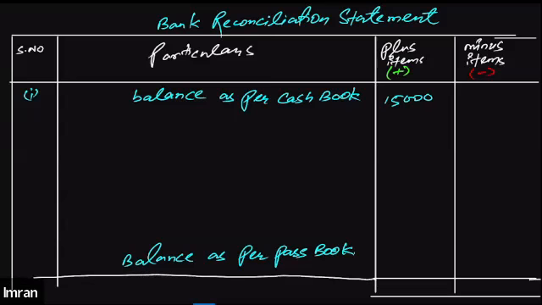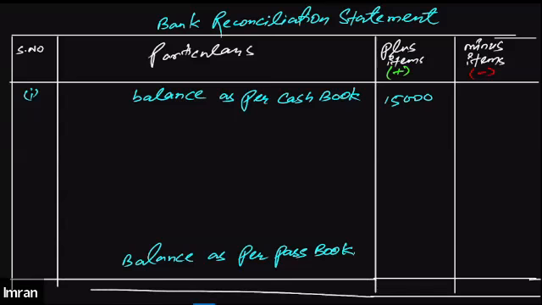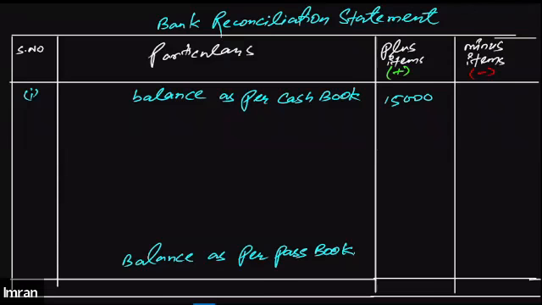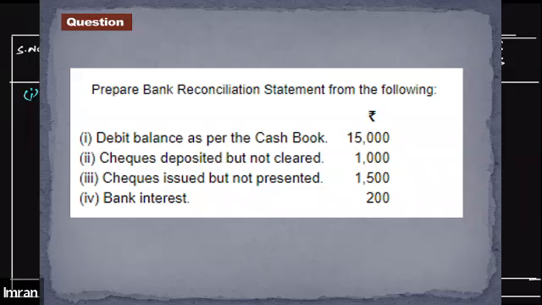All right. Now let's consider all the other transactions given in the question. Okay, now see, it says cheque deposited but not yet cleared, 1,000. Now tell me, cheque deposited but not yet cleared. Tell me whether we have recorded this transaction in the cash book or not earlier.